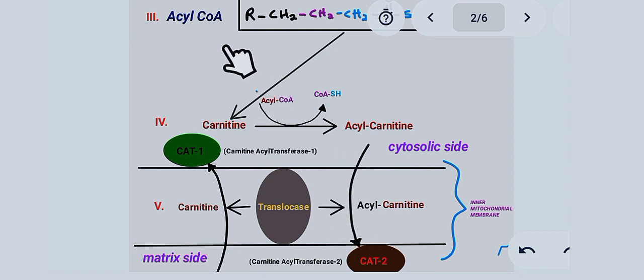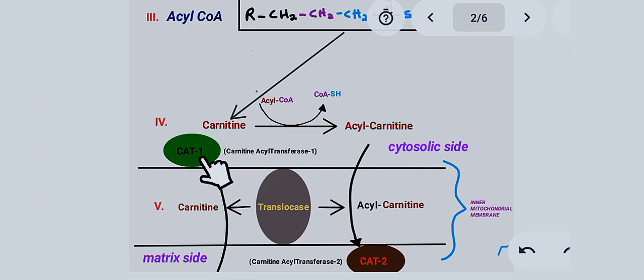Now, how do we convert acyl-CoA to acylcarnitine? We have an enzyme on the cytosolic side of the inner mitochondrial membrane. Right here, outside on the inner mitochondrial membrane, we have an enzyme that we call carnitine acyltransferase 1, also known as carnitine palmitoyl transferase 1, CPT1. That is the common name. So carnitine palmitoyl transferase 1 is found on the cytosolic side of the inner mitochondrial membrane.